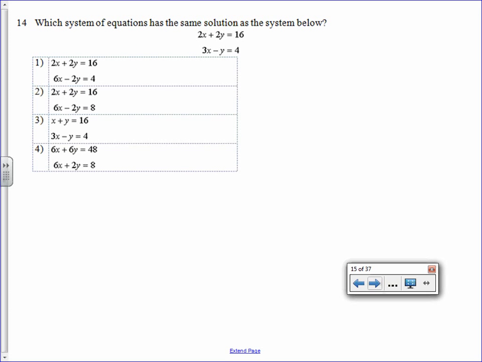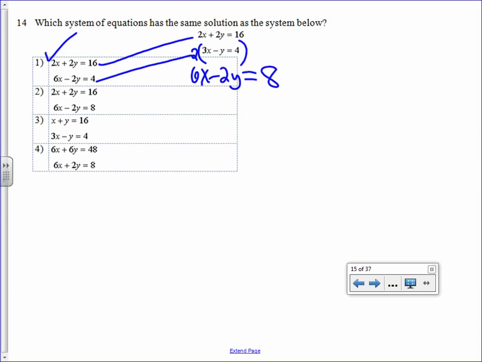Number 14, it wants to know what has the same solution. Well, in a system of equations, in any equation, I can multiply by whatever I want, as long as I multiply the entire equation by it. So this question is misleading. It's really more which two equations are equivalent to the two equations in the original problem. Well, 2x plus 2y equals 16 is the same as that, so that one checks out. 6x minus 2y equals 4. Well, what you're doing there is you're multiplying by 2, but you have to multiply the entire equation by 2. If you multiply the entire equation by 2, you get 8 on the right-hand side, which means this does not work out, which means this is not the answer.